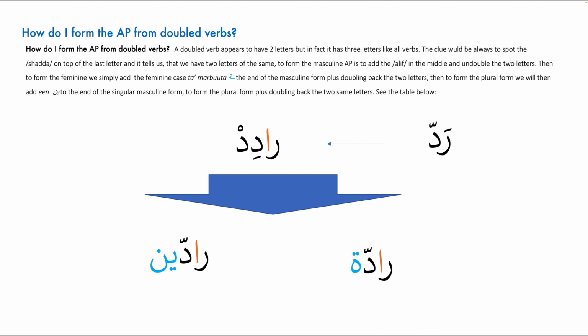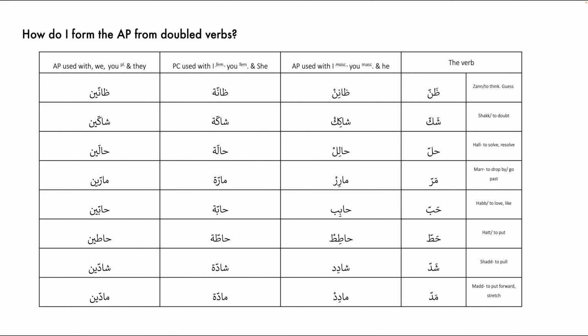And these steps will apply to every single doubled verb in Levantine Arabic and all other dialects. And here in our final section, I've got a number of doubled verbs for you, such as zan, shak, hal, mar, hab, hat, shad, mad. Zan becomes zanen, zanne, zannin. Shak, shakik, shake, shakin. Hal, halil, halle, hallin.